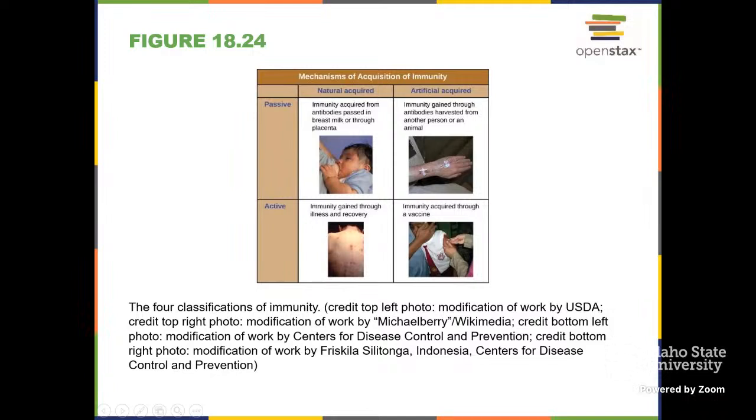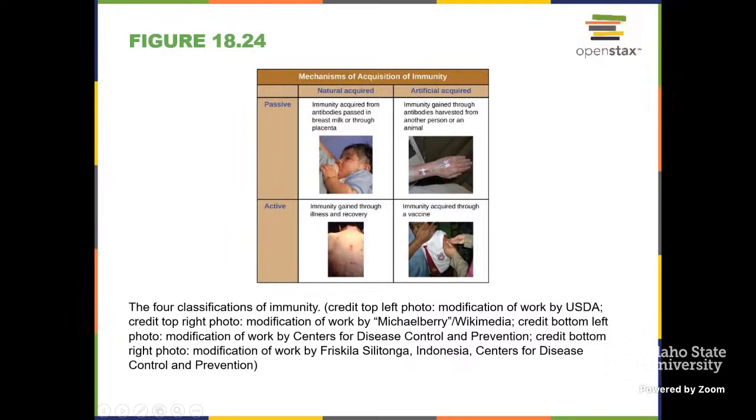All right. So there's a lot of different ways that we can think about getting immunity, being able to have these antibodies. We can think about naturally and artificially acquired. We can also think about a passive and an active type of response. Both passive and active can be natural or artificial. So 4 different ways, and it really just depends on some of these circumstances. All right. So we'll talk passive first.